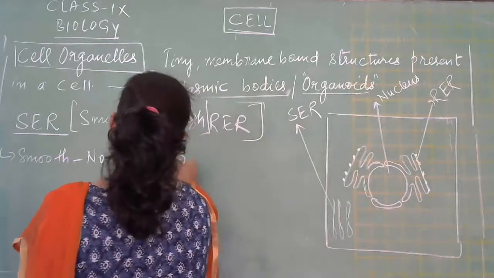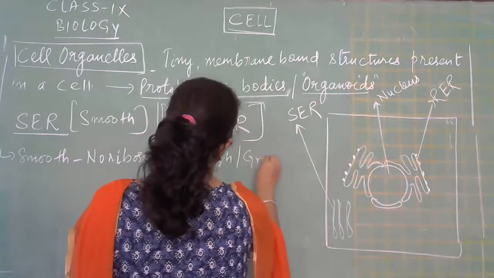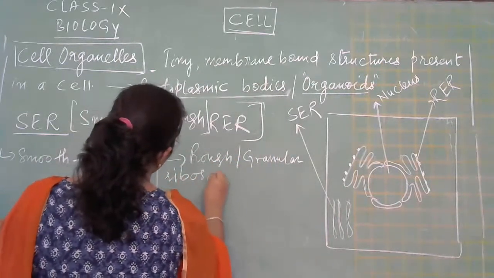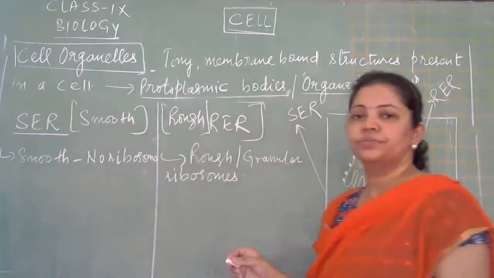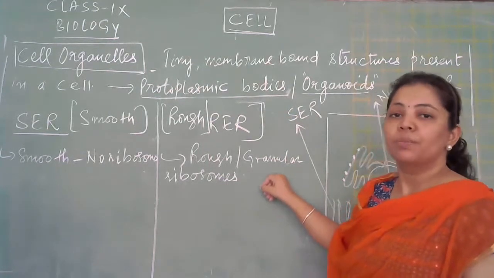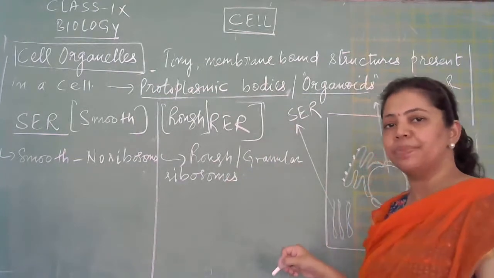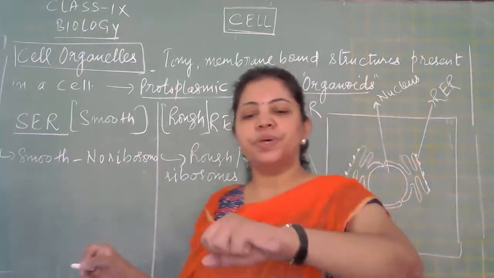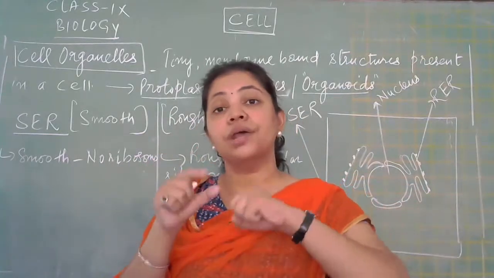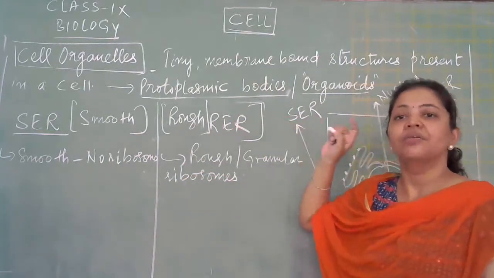Here in RER, the appearance is rough, or we also say that it is granular, because it is having attached ribosomes. So RER appears rough under a microscope. Why? Because it has got attached ribosomes. Or we say that it appears granular. तो सरफेस पे हमें इसके डॉट डॉट जैसे स्ट्रक्चर्स दिखते हैं माइक्रोस्कोप के नीचे. तो क्या है वो डॉट्स? These are the ribosomes, right? So that is rough endoplasmic reticulum.